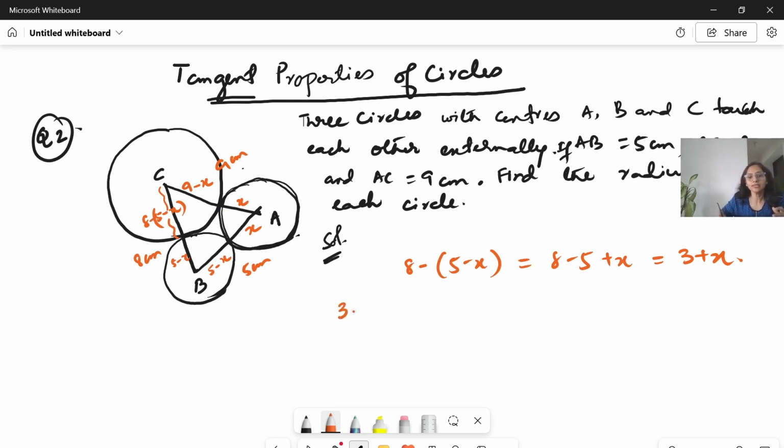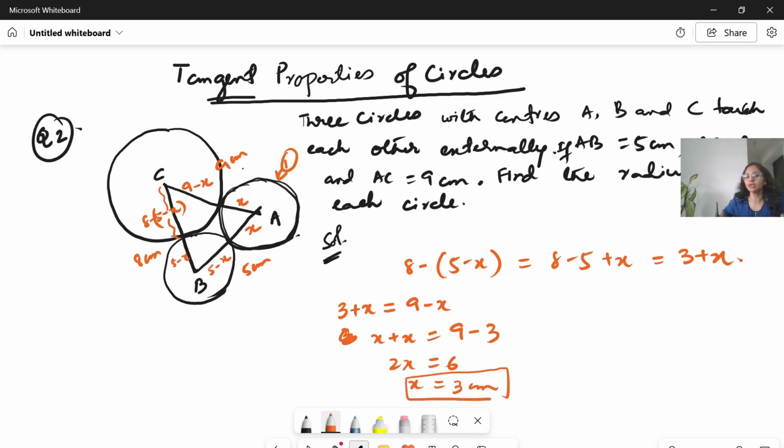So we can equate. We can say that 3 plus X equals 9 minus X. And we can say that X plus X equals 9 minus 3. 2X equals 6. So x equals 3 centimeter. That means if I name the circles as 1, 2 and 3, let me name it. Okay, so this is circle number 1. So circle 1's radius, we got it as 3 centimeter.